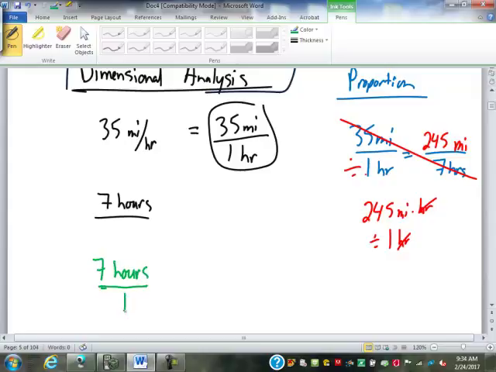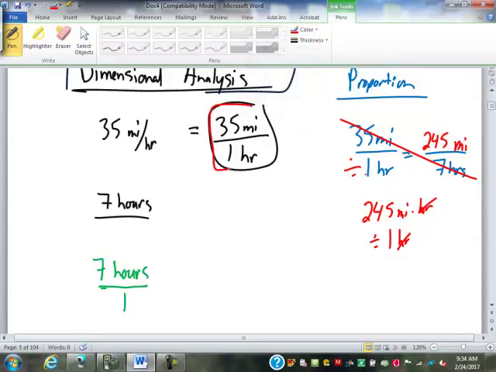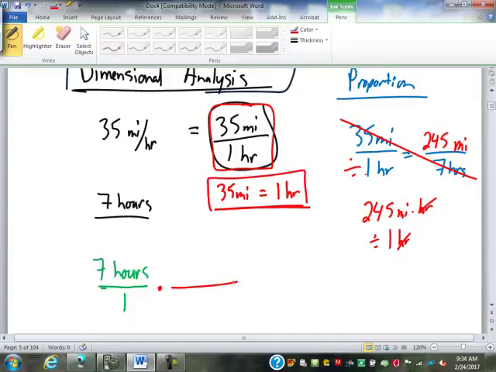And the way I'm going to do that is I'm going to put 7 hours over 1. And I have this relationship here. 35 miles per hour is the same as saying that 35 miles is equivalent to 1 hour of time. And I use that as a conversion factor. So I come down here, I want to get rid of hours. So I'm going to put hours on bottom here. And I'm converting to miles. So 35 miles to 1 hour. And in my fractions here, you can see the hours cross-cancel out.